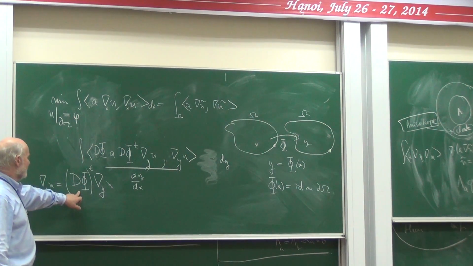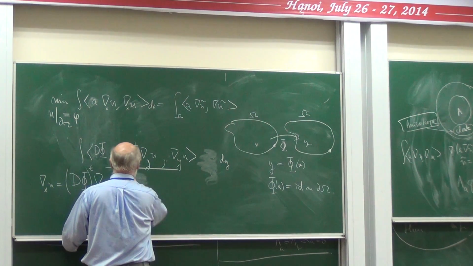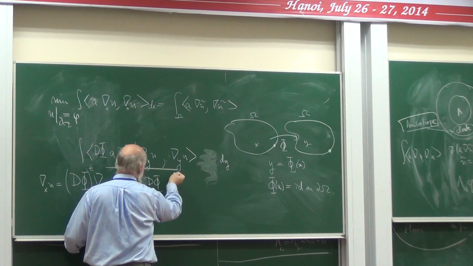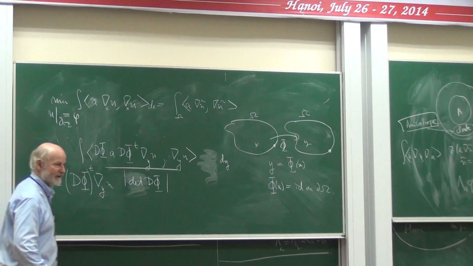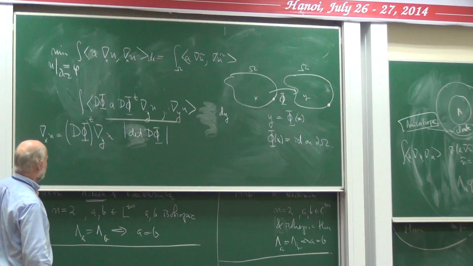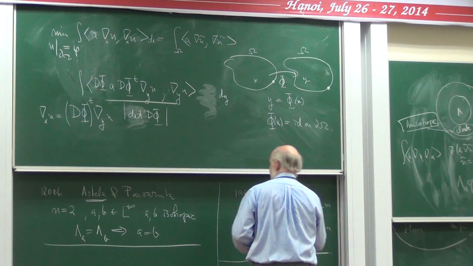And dy dx is the determinant of this thing here with an absolute value. So the determinant of d phi, and now it doesn't matter whether you take the transpose, right? It's just the determinant of d phi.